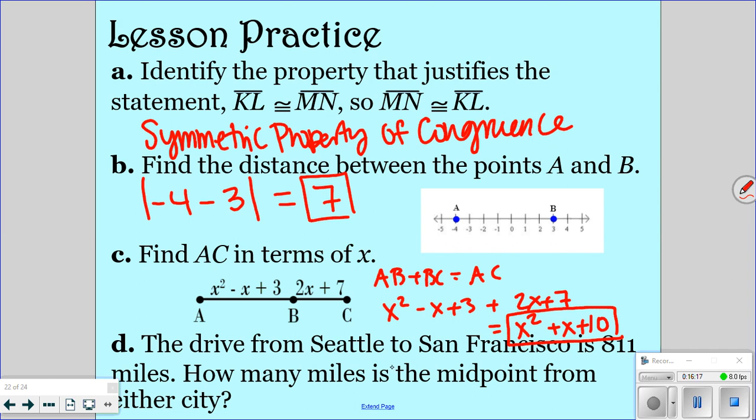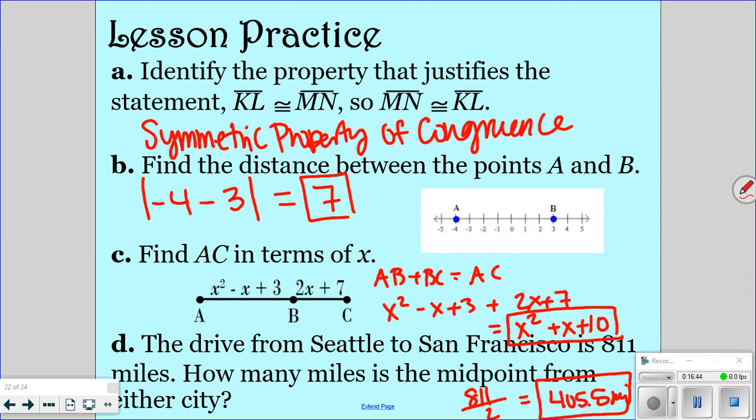For part D, how many miles is the midpoint from either city? Well, the total distance between the two is 811. And to find the midpoint, you're just going to divide by 2. So 811 divided by 2 is 405.5. So 405.5 miles would be your answer. So hopefully you were able to get most of those right.